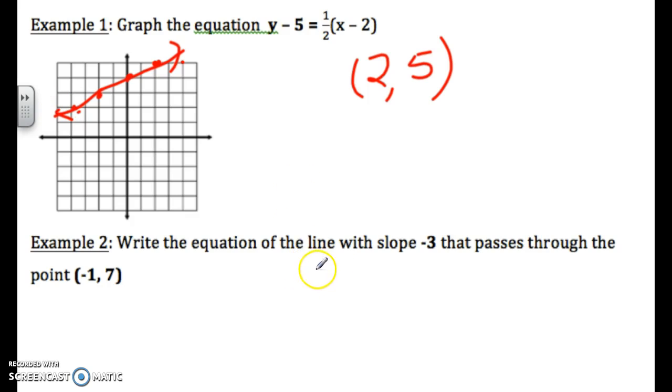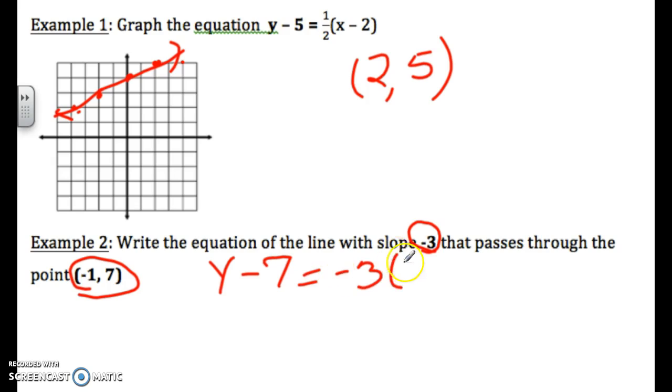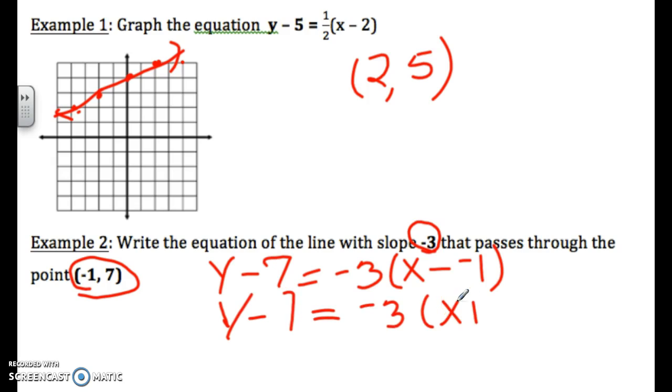Example 2, we want to write the equation of a line that has a slope of -3 and passes through the point -1, 7. So here we go. Y minus my y value, which is 7, equals the slope times the quantity x minus my x value. Once again, we're going to clean that up because I have minus a negative, so it's y minus 7 equals -3 times the quantity x plus 1. And there you have it.